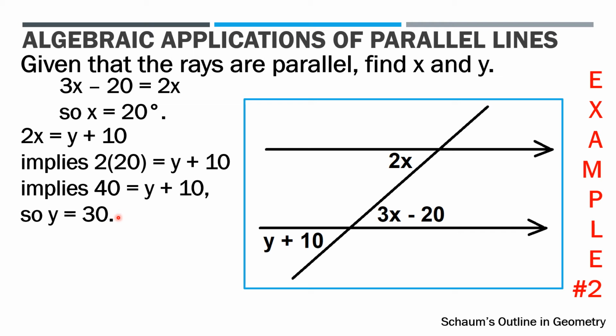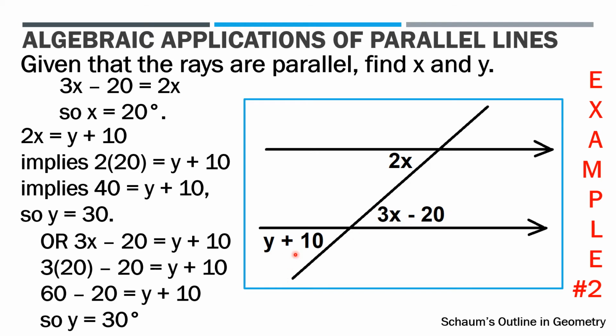There is also another alternative in determining the value of angle y by using vertical angles. A pair of vertical angles are always congruent in Euclidean geometry. Thus, we can say that 3x minus 20 is equal to y plus 10. By substitution again of the value of x, the left side of the equation becomes 40 and y is of course equal to 30 degrees.